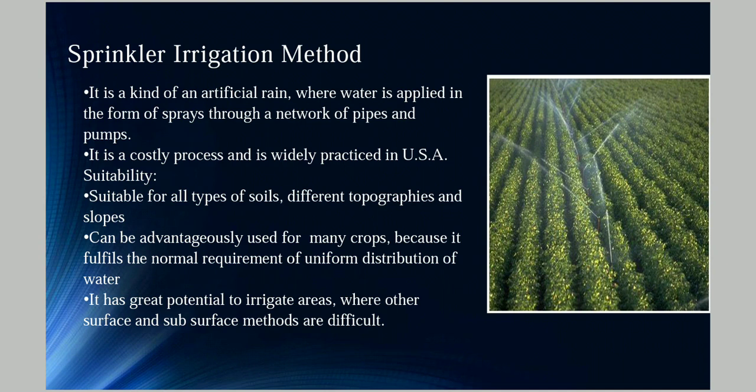Next we come to the sprinkler irrigation method. It is a kind of simulation of artificial rain. We use a network of pipes and pumps to create this artificial rain. It's a costly process and is widely practiced in the USA rather than India. Nowadays we are adopting this technique since it can be used effectively even in water scarcity areas.